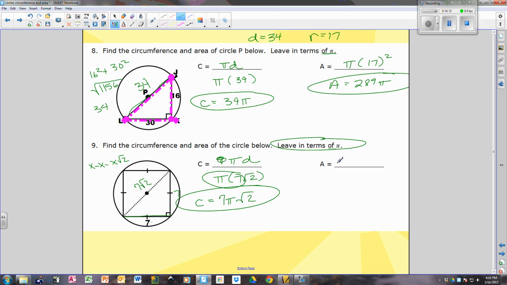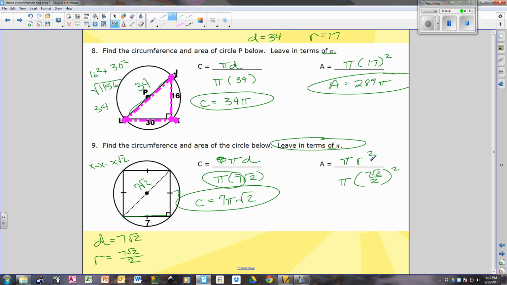Now the area is pi r squared. So if my diameter is 7 square root of 2, then my radius is half of that. So that would be 7 square root of 2 over 2. I'm going to leave it as a fraction because it's going to be easier that way instead of having a decimal. So I've got pi, and my radius is 7 square root of 2 over 2, and I have to square it.